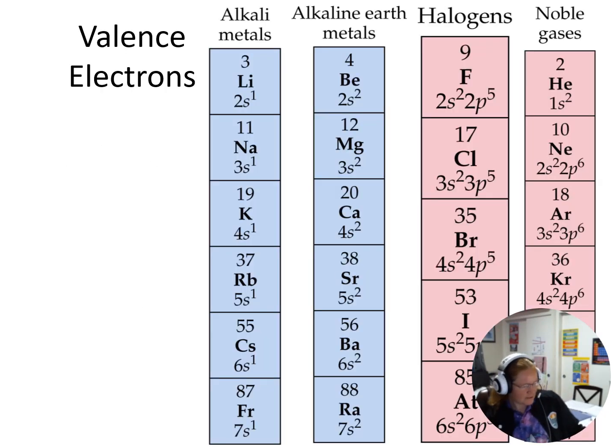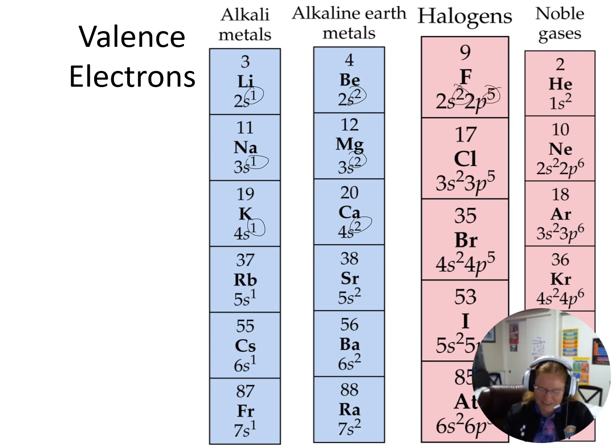Okay. So here, my alkali metals, remember those were group 1A, so they have 1 valence electron. Group 2A, those alkaline earth metals, 2 valence electrons. Okay, halogens, group 7A, so 7 valence electrons, so 2 plus 5 gives me 7. All right, and then our noble gases.